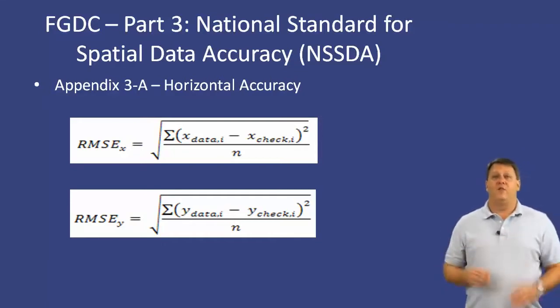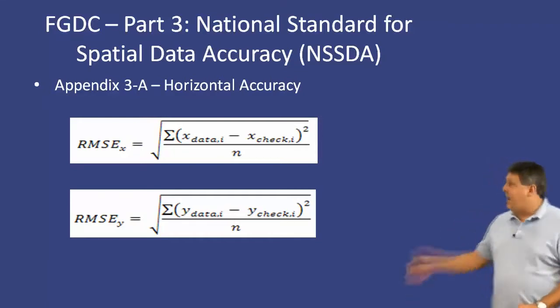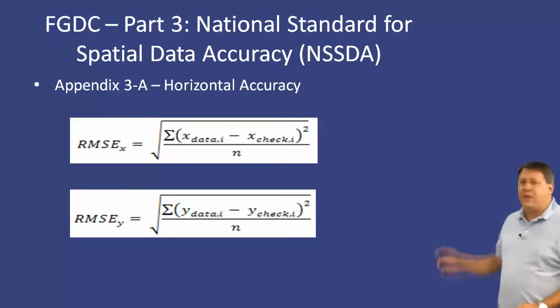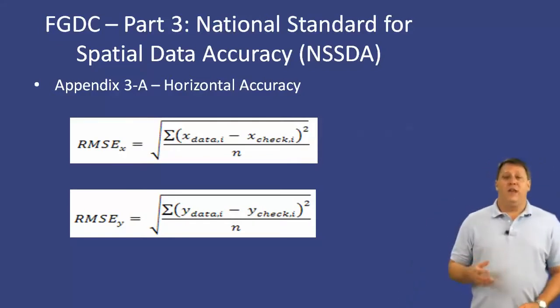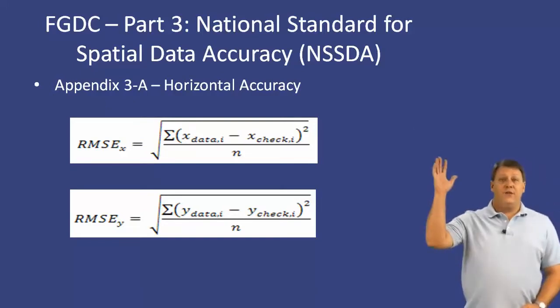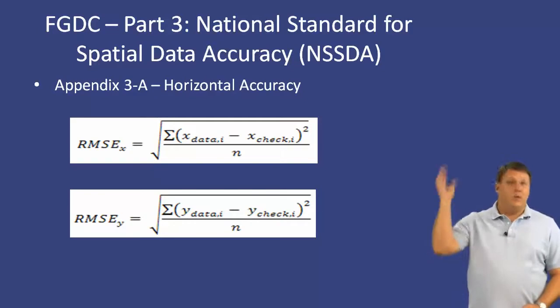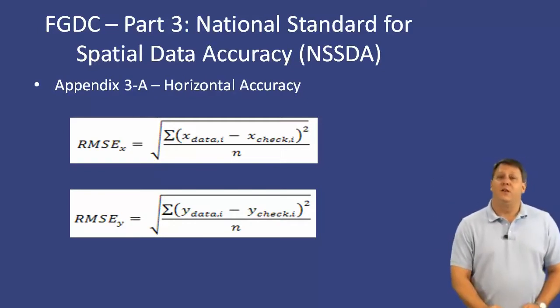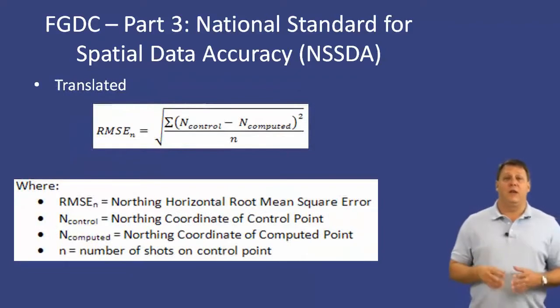We'll then add those squared answers together. We'll divide by n and finally take the square root. We'll do the same thing for the y-axis as well. Now, if you understand these formulas, raise your hand. If you don't understand these formulas, raise your hand. It doesn't matter, because we're going to take these formulas and translate them into something we can relate to.